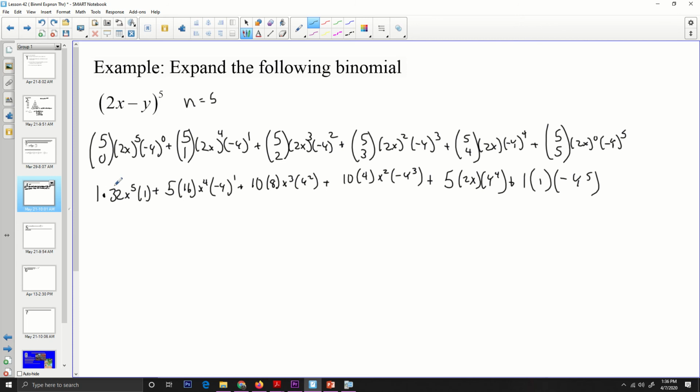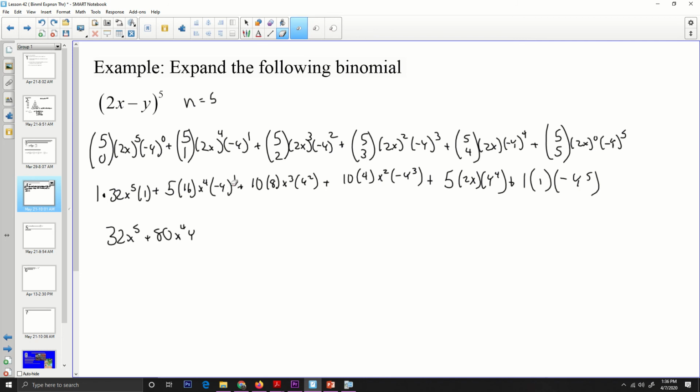So now I just need to multiply out. I got a 1 times 32 times 1 is 32x to the fifth. 5 times 16, well, let's do it this way. 5 times 10 is 50. 5 times 6 is 30. 50 and 30 is 80. So I'll have 80x to the fourth, and then y, and then I made a slight error here.